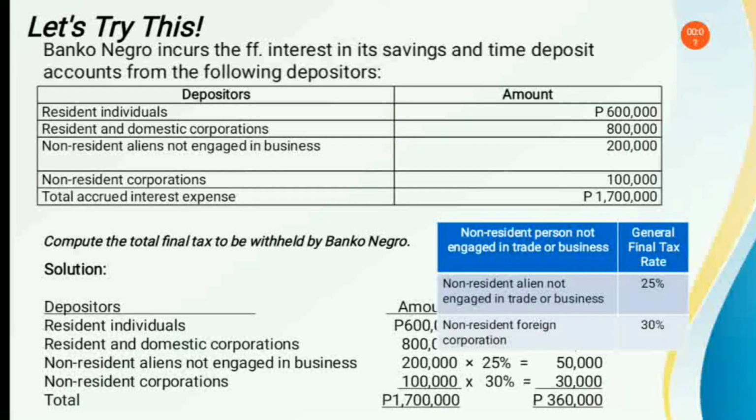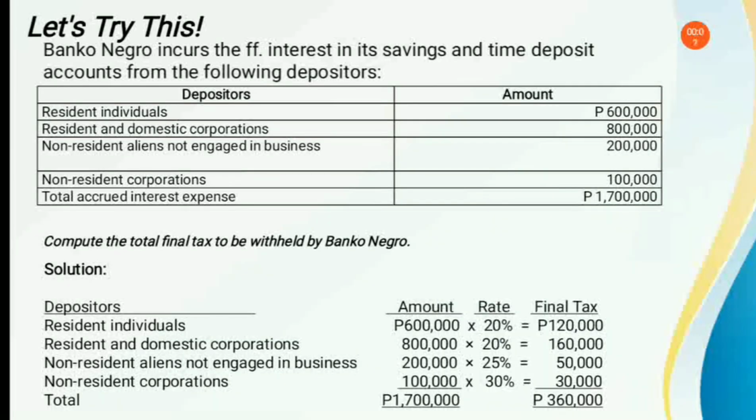For non-resident aliens not engaged in business, their corresponding general final tax rate is 25%. So therefore, 25% multiplied by their interest income, which is 200,000 pesos. So the final tax is 50,000 pesos. And then for non-resident corporations, their general final tax rate is 30%. So 100,000 pesos interest income multiplied by the 30%. So the final tax is 30,000 pesos.